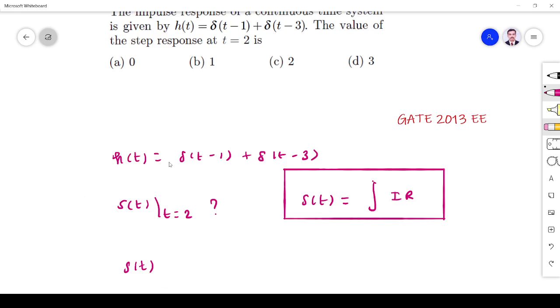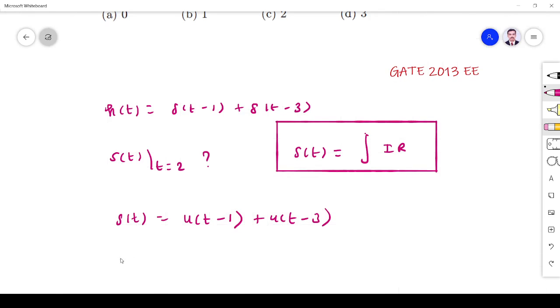So that means I integrate this equation. If I integrate the impulse at t − 1, I get the step at t − 1. If I integrate the impulse at t − 3, I get the step at t − 3. What they are asking is the step response at t = 2.